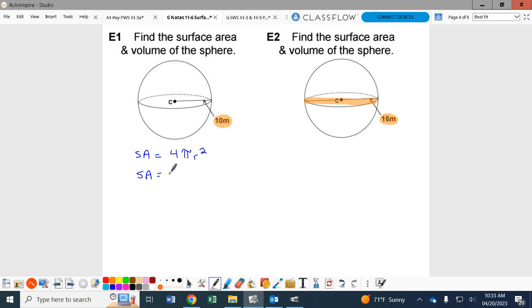So that's going to be 4 times 3.14 times the radius. In this case, what is the radius? 10 squared. Grab your calculators, type that. Let's see if you can get it on your own. I'm going to try not to say it. Try to get it because we're trying to get you ready for that test, guys.